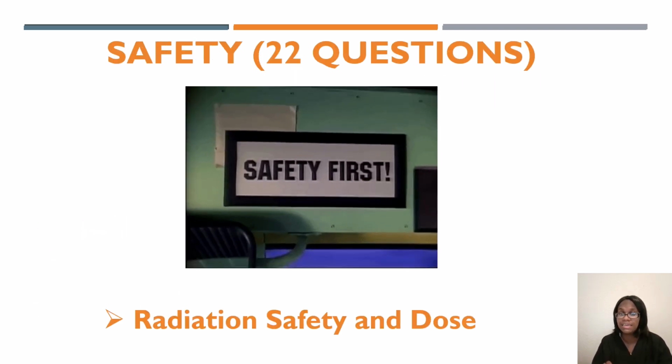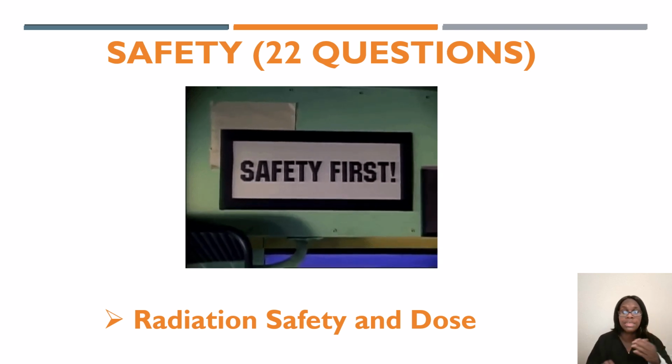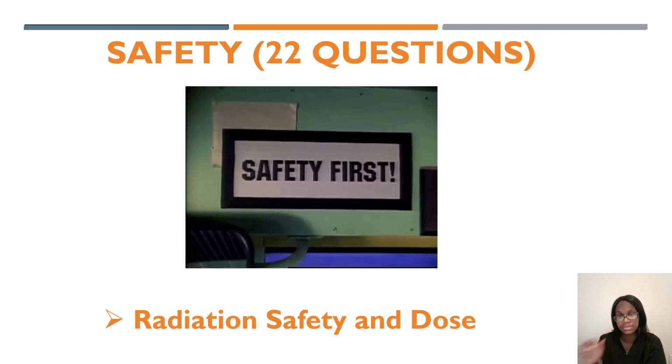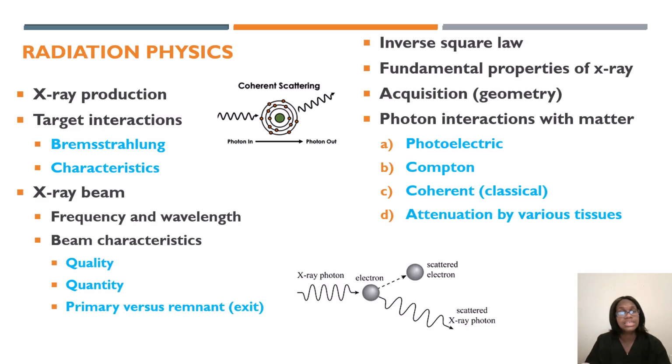Now we're going to talk about safety. For safety, it will be 22 questions. We're going to talk about radiation safety and dose. This is the part of the physics. Some physics you will need to know for this section. A lot of this physics is coming from your X-ray physics that you've learned: your characteristics, your Compton, photoelectric, coherent, your attenuation by various tissues, acquisition, your inverse square law. A lot of this you will know from your X-ray boards or your X-ray school.